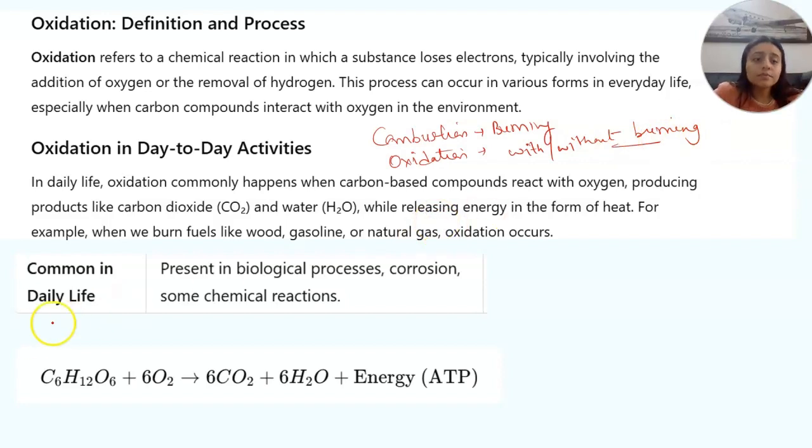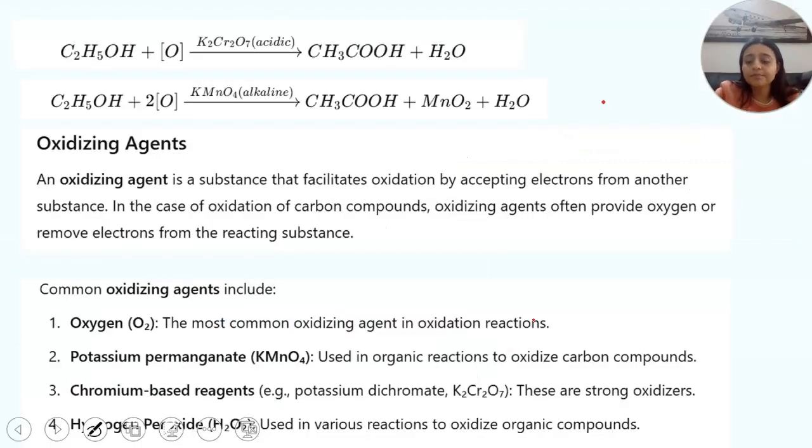All right. In our day-to-day life, there are certain biological processes that I just mentioned, respiration and digestion. For example, glucose, like the food which we eat, reacts with oxygen and gives out carbon dioxide, water, and obviously ATP. This reaction does not involve burning, right? So that is why it is oxidation and not combustion.